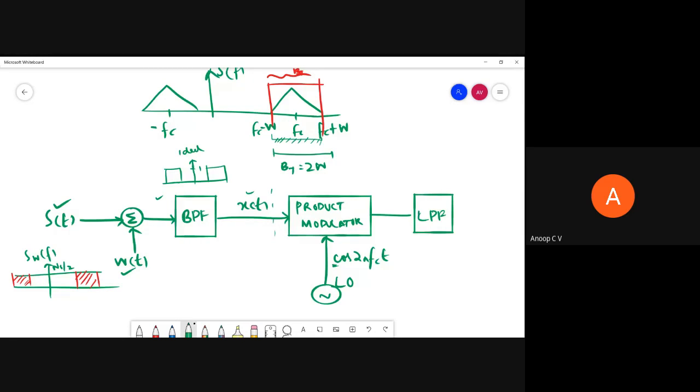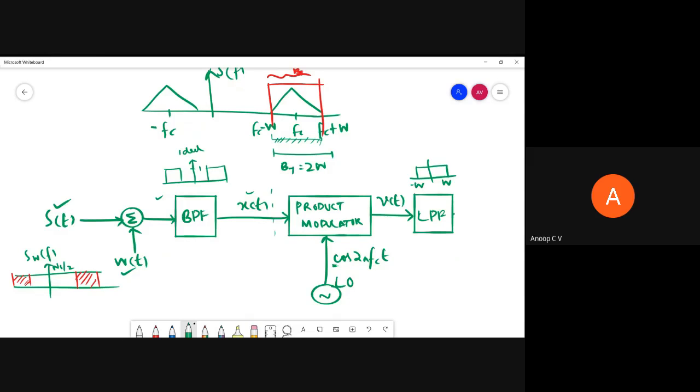So we'll be passing it through a low pass filter. This low pass filter's characteristics should be something like this. It will allow from minus W to plus W. Here again, we are assuming it to be an ideal low pass filter. We call this product modulator output V of t.